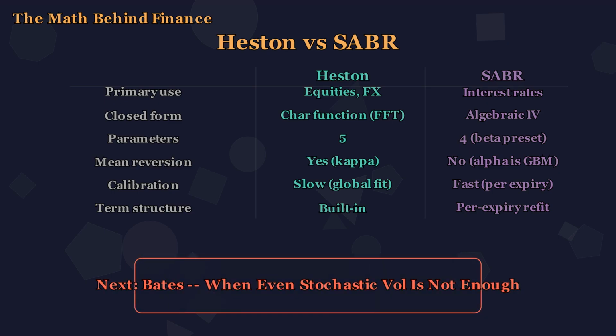Both models let volatility move. Both produce smiles. But there is one puzzle that neither can fully solve alone: the short-dated wings. For that, we need jumps. And that is where we are headed next.